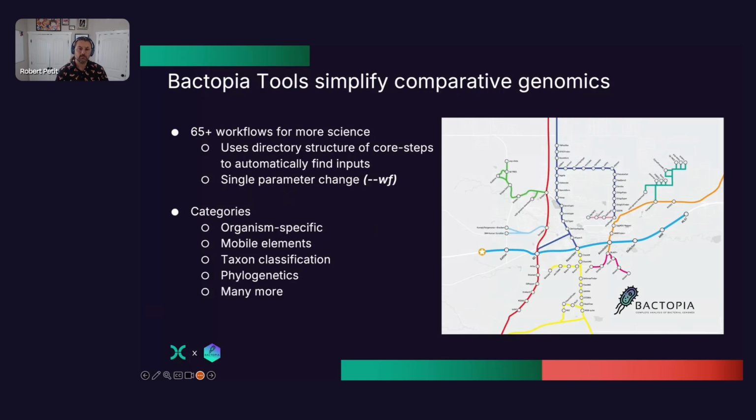Those downstream analyses are called Bactopia Tools. And as you can see here, they make Bactopia much less boring. There's a lot more stuff happening now. There are more than 65 Bactopia Tools that use those core step outputs to automatically select required inputs and execute the specified workflows. Users only need a simple parameter change to switch between Bactopia Tools, allowing Bactopia users to rapidly do more science.